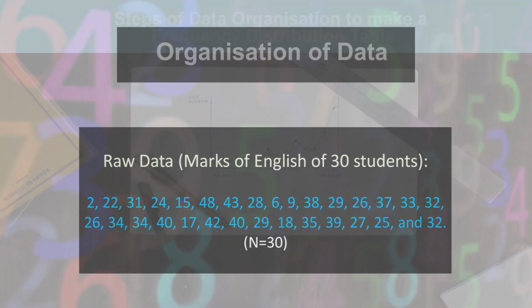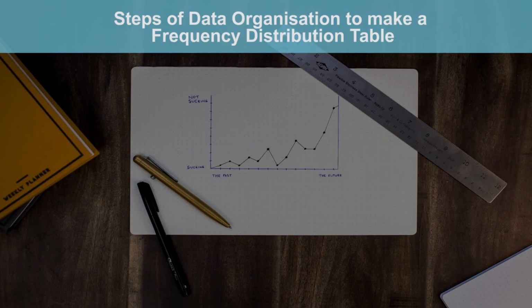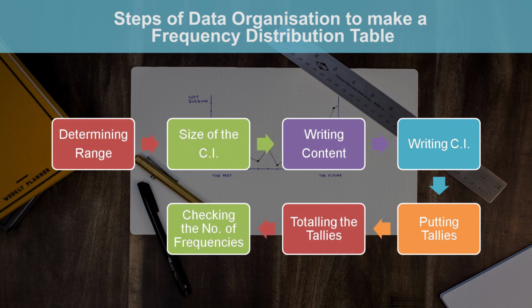Let us go forward. Here you see some of the steps that we can follow for organizing data to make a frequency distribution table. You see here 7 steps are given. First is determining the range of the distribution. Then the size of the class interval. So CI is the class interval. What is the size of the class interval?